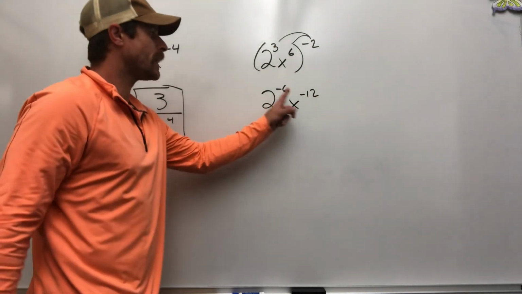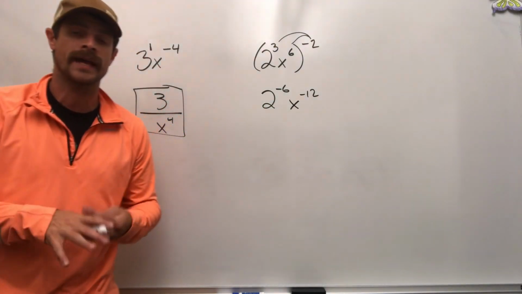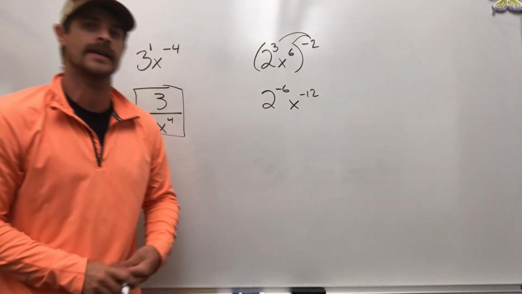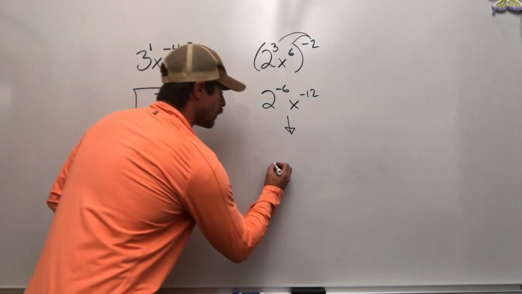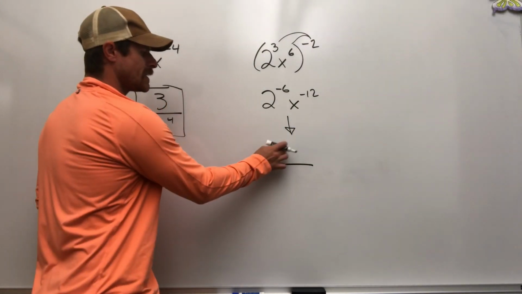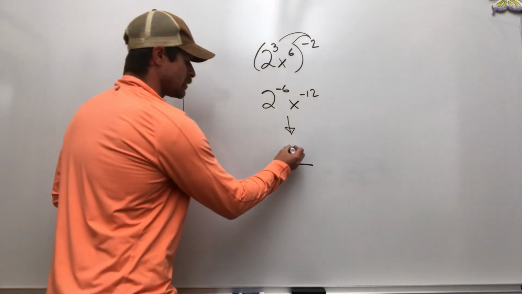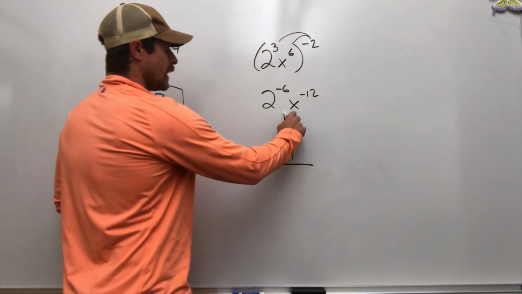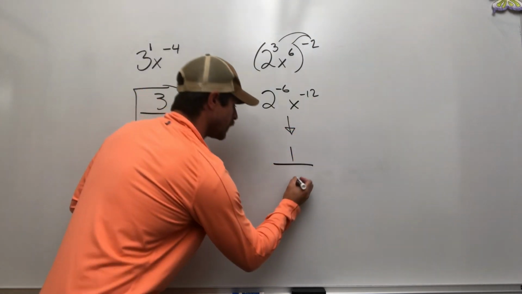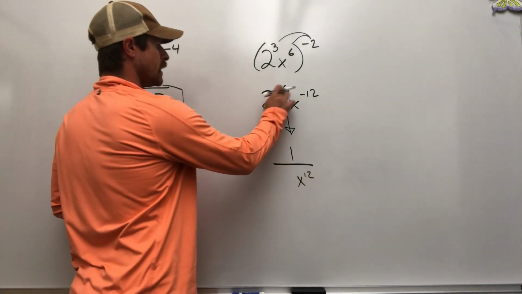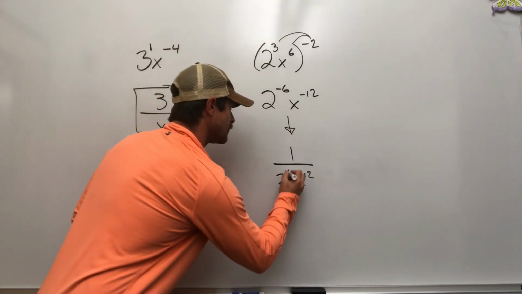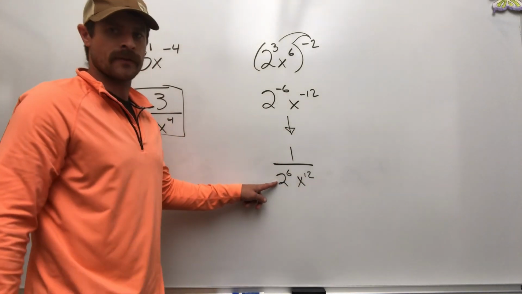Now both of my exponents are negative, so they're both going to have to move down into the denominator section of a fraction. So let me just draw a little arrow here going down. We're going to draw a fraction bar. We've got nothing on top. Remember, if we have nothing on top, we just put a 1. Okay? X to the negative 12th power becomes x to the positive 12th power, but down in the denominator. And 2 to the negative 6 becomes 2 to the positive 6th down on the bottom of the fraction.